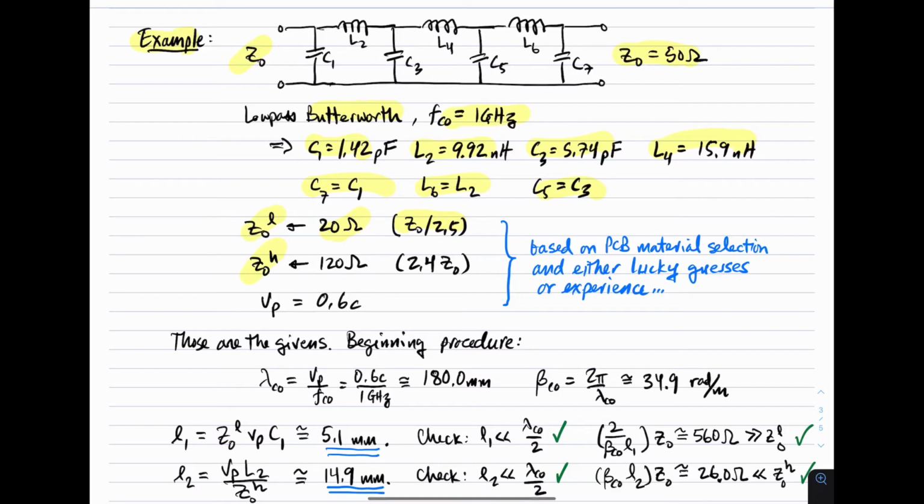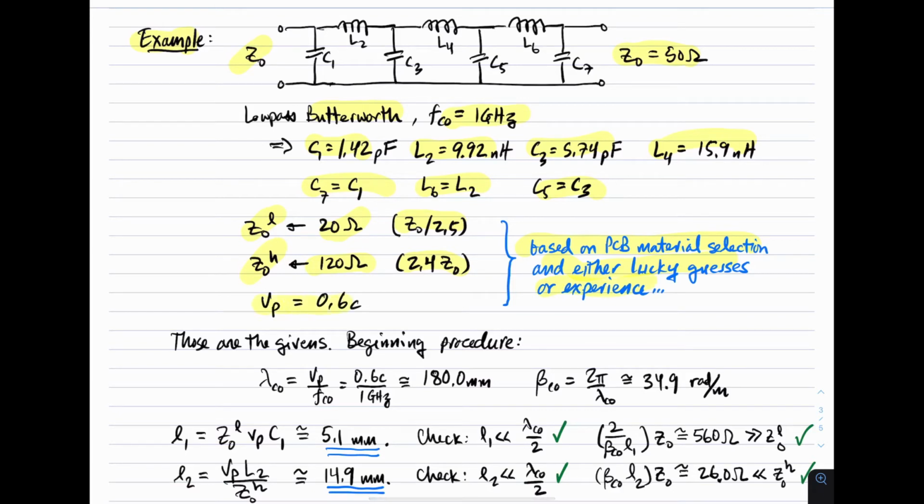Z naught H, I'm going to choose to be 120 ohms. That's 2.4 times Z naught, not 3 times Z naught. Once again, just trying to demonstrate that there's nothing magical about choosing these values. So to summarize, Z naught L and Z naught H would be based on PCB material selection and perhaps lucky guesses or perhaps experience.